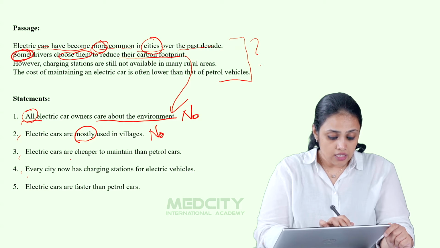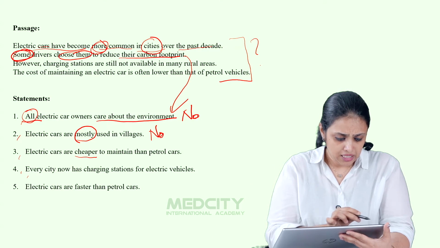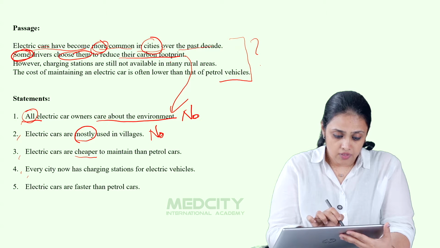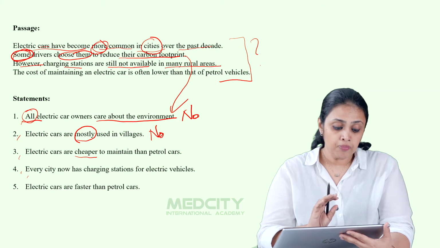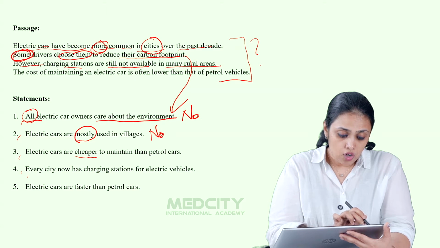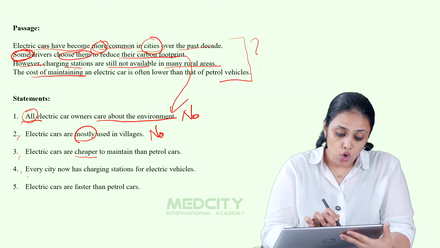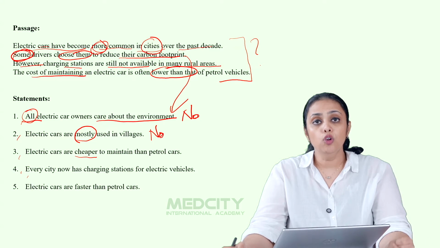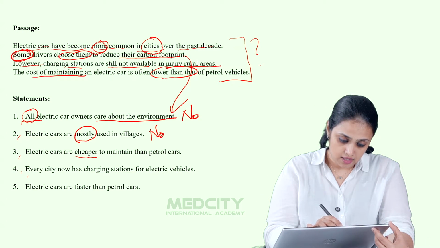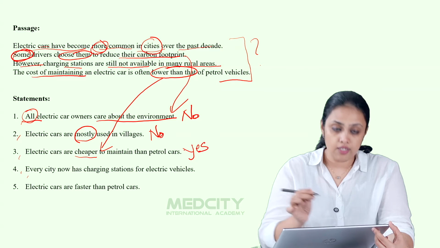Now, electric cars are cheaper to maintain than petrol cars. Let's see if something regarding maintenance charges is given. Some drivers use it to reduce carbon footprint. However, charging stations are still not available in many rural areas. Then the cost of maintaining an electric car is often lower than that of petrol vehicles, which means electric cars have lower maintenance cost, which is the same as cheaper. So the idea is the same. So we say yes.